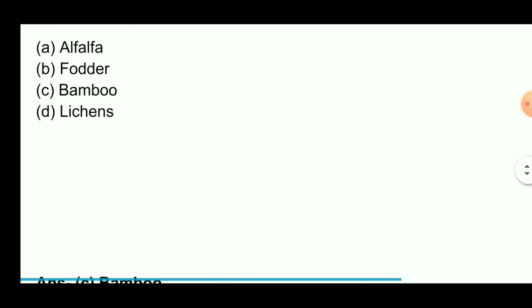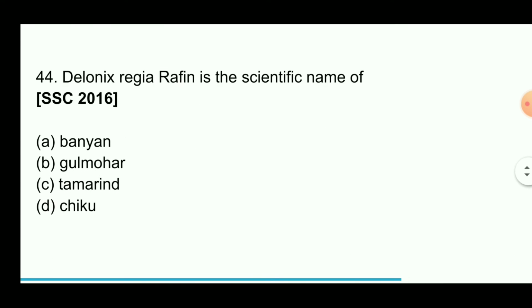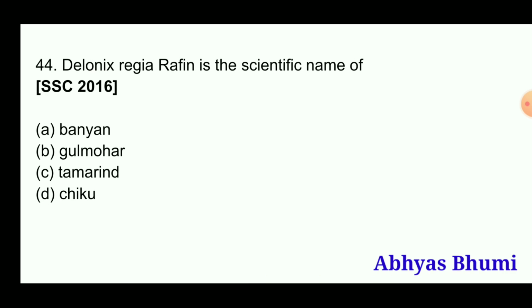Okay, next question on your screen guys. Delonix regia is the scientific name of option A, banyan, option B, gulmohar, option C, tamarind, option D, chiku. Which one is the right answer guys? If you know the right answer, please tell me. The right answer is option B, gulmohar.